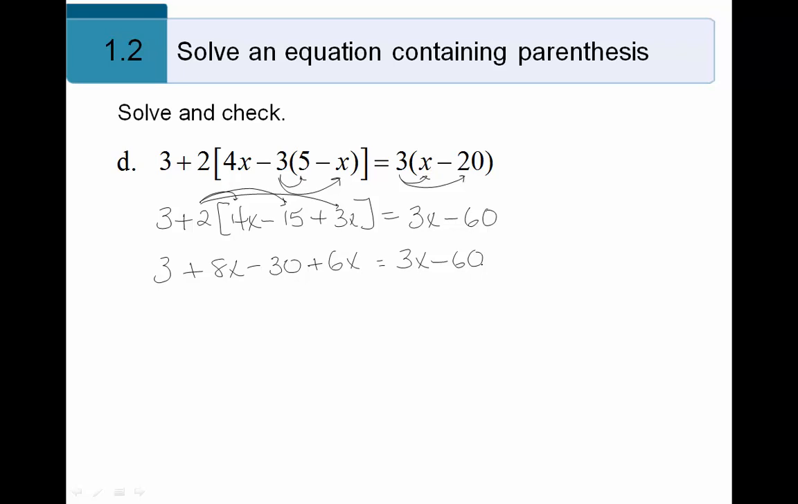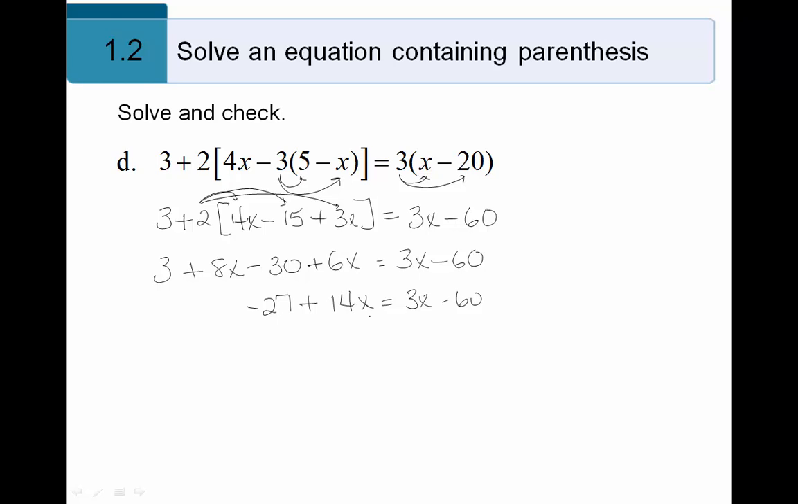The grouping symbols are now all gone, but the left-hand side of the equation contains like terms which can be combined. Looking to the left-hand side of the equation, we have both numbers and variables which can be combined. Combining the numbers first, positive 3 and negative 30 is negative 27. Combining the variable terms, positive 8x and positive 6x is positive 14x. At this point, step 1 is complete. We've removed all grouping symbols and combined any like terms that were on the same side of the equation. We can move forward to steps 2 and 3.